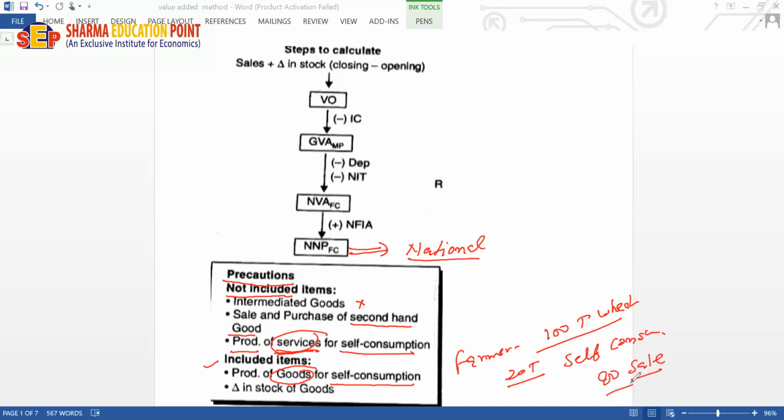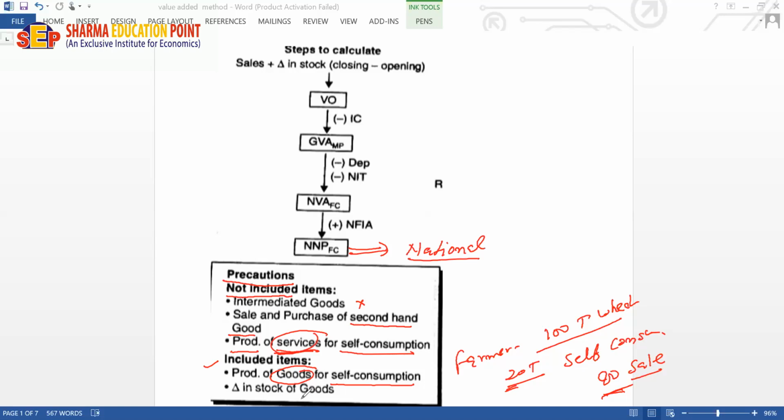तो according to formula we use only sales here. So can only this 80 be added? No, the 20 tonnes will also be added because this is for self consumption. अगर वो अपने लिए नहीं रखता तो इसको भी तो मार्केट वैल्यू में बेच सकता था. So that's why जो सेल्फ कंजम्पशन के लिए गुड्स होंगी उनकी वैल्यू आप ऐड करोगे. ध्यान रखना, मोस्ट इंपॉर्टेंट पॉइंट बताने जा रहा हूं मैं. अगर सर्विसेज किया आपने अपने लिए कोई तो वो ऐड नहीं होगी, लेकिन अगर गुड्स बनाई है अपने लिए तो वो ऐड होगी. And change in stock is also added. So these are some of the precautions you have to know to calculate national income by this method.